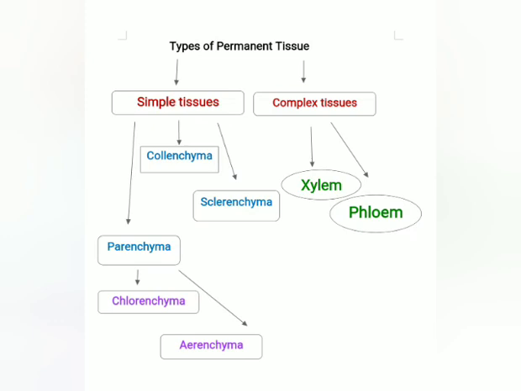Permanent tissues are of two types: simple permanent tissue and complex permanent tissue. Simple permanent tissues are further divided into parenchyma, collenchyma, sclerenchyma, whereas complex tissues are divided into xylem and phloem. Parenchyma is also of two types.